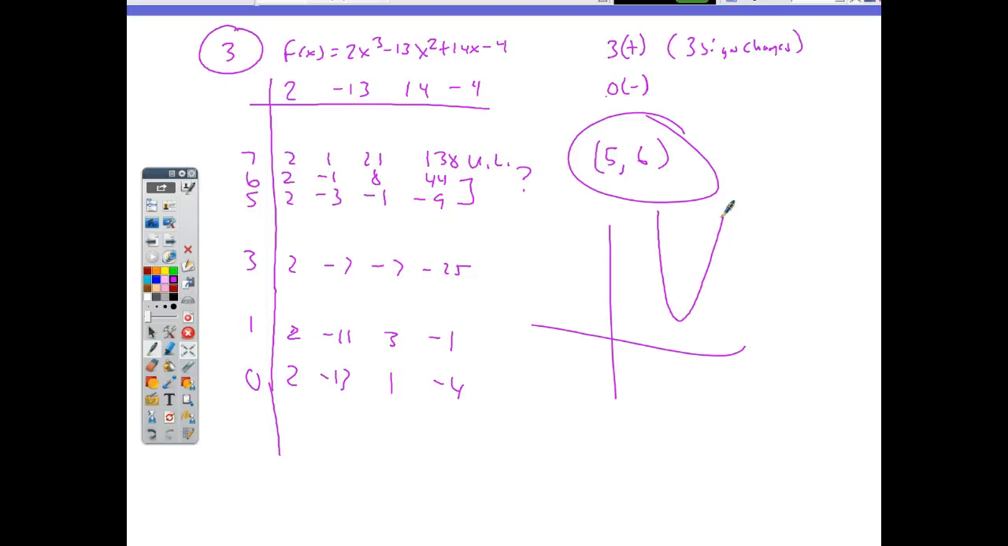Yes, sir? So you said the lower limit, you said it's alternating. Yeah, so it's positive, negative, positive, negative. Right.